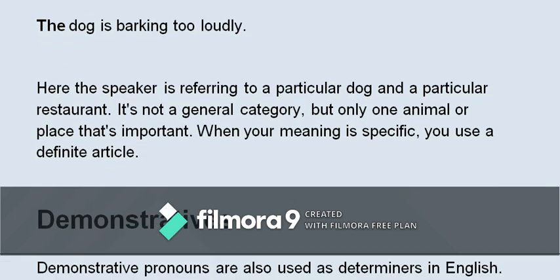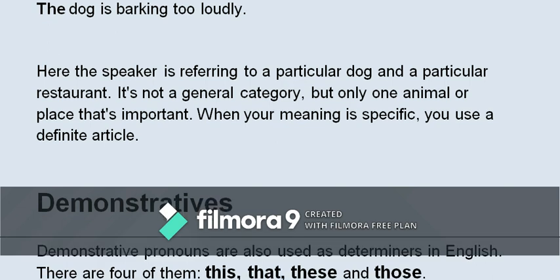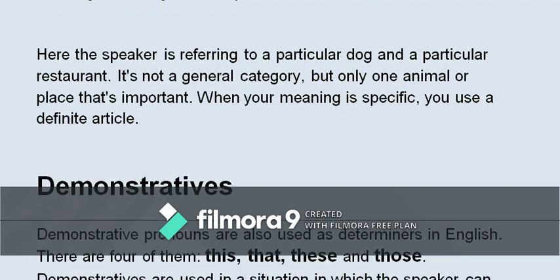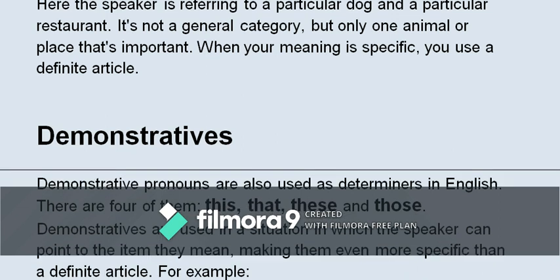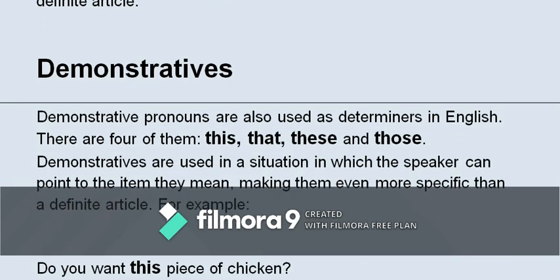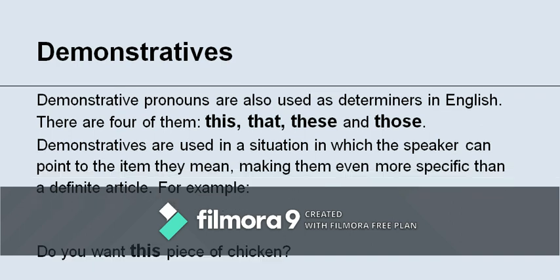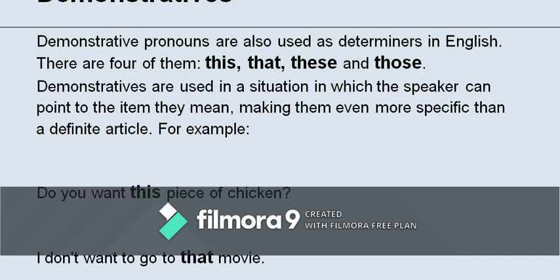Demonstratives. Demonstratives are pointers. In general, you can call them pointers. That means when you point your finger and say this, that, these and those, these are known as demonstratives. Demonstratives are used before nouns, in a situation when the speaker can point at certain things and talk about them. For example, do you want this piece of chicken?